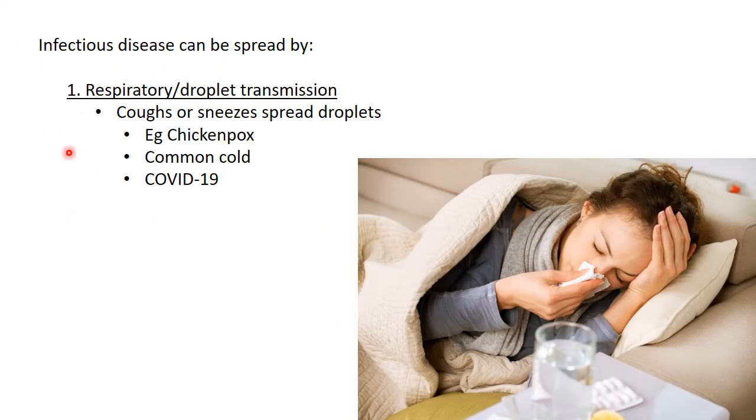Let's have a look at how infectious diseases can be spread. We're going to go through the different ways. So the first way, and this is very common, is the respiratory or droplet transmission. And this is where we cough or we sneeze, and this spreads droplets with the germs in them. So examples of this are chickenpox, the common cold, and good old COVID-19.